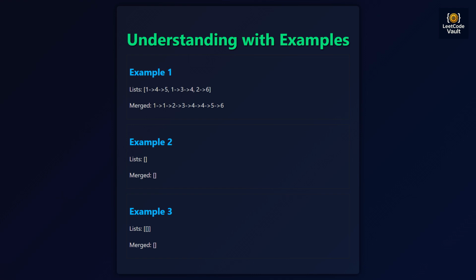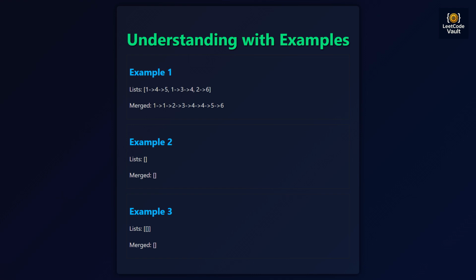Think about it intuitively. You'd start by comparing the smallest elements from each list, 1, 1, and 2. We pick the smallest, which is 1. Then we move on to the next smallest elements in the lists that still have items. Then we'd compare 4, 3, and 2, choosing 2. After that, we compare 4, 3, and 6. We continue this process until all lists are empty.